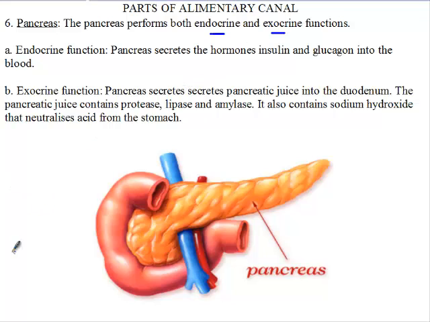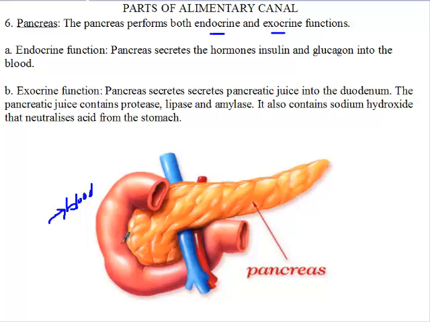With the endocrine, hormones are released. Substances are released straight into the blood. That is why the glands make up the endocrine system. They release hormones directly into the blood. So when something is performing an endocrine function, that means it is releasing substances directly into the blood.